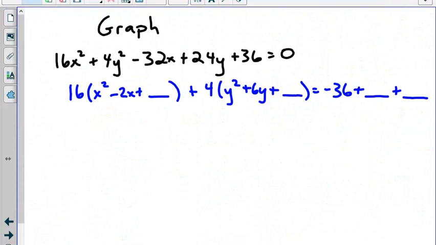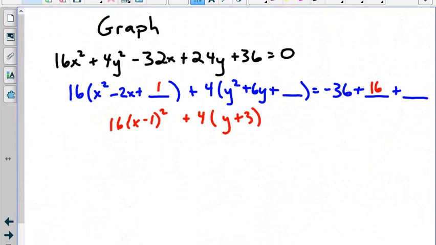When I complete the square, negative 2 divided by 2 is negative 1, and negative 1 squared is 1. So that means I'm adding 16 to the left, because remember I'm taking 1 times 16. So I'm going to add 16 to the right. Y plus 3, because 6 divided by 2 is 3. 3 squared is 9. I'm adding 36 to this problem here because 4 times 9 is 36. So this all equals 16.